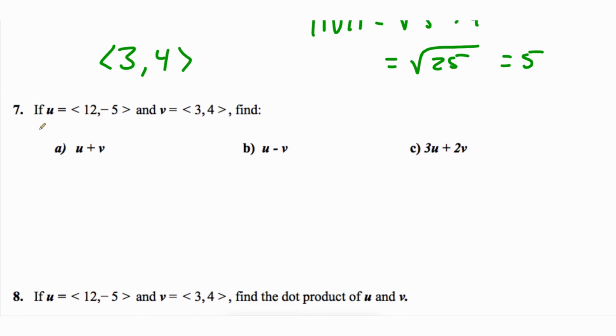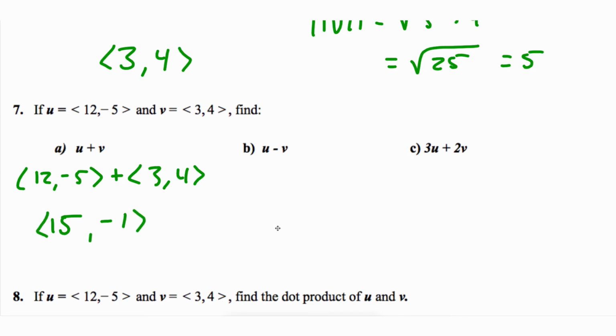Taking a look at problem number 7, there's actually 3 things you're asked to do. In part A, we're asked to take our vectors u and v and add them together. So our vector u is the 12, negative 5 vector, plus our vector v, which is 3, 4. When we're adding vectors together, we just want to add up the individual components. So adding up the first pieces, or the x pieces, 12 plus 3 is 15. And then if we take negative 5 plus 4, we get negative 1. So this is the new vector 15, negative 1.